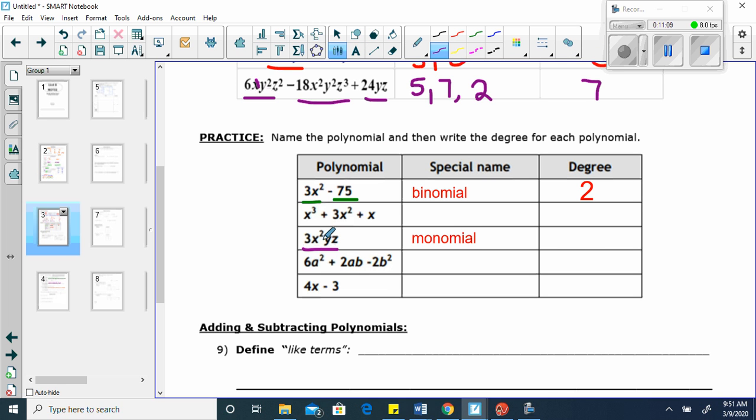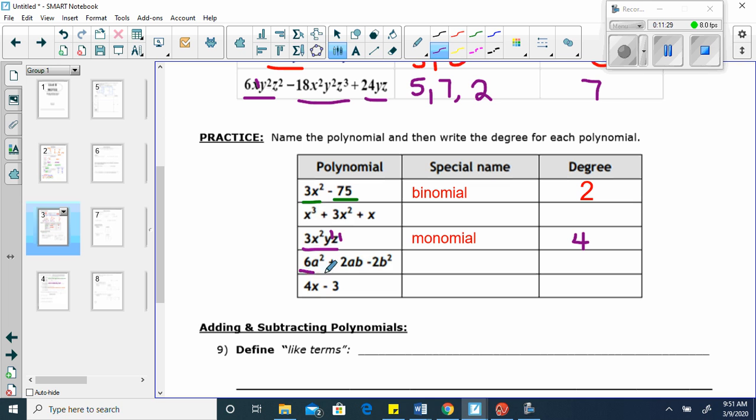What is my degree here? There's only one degree. What is it? Not 2. The y has a 1 and the z has a 1. It is only one term, so we can add these. What is my degree? 4. Questions on that? Do we see the difference of it being separated?